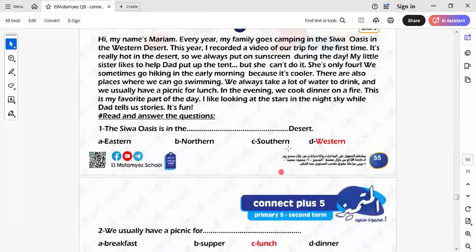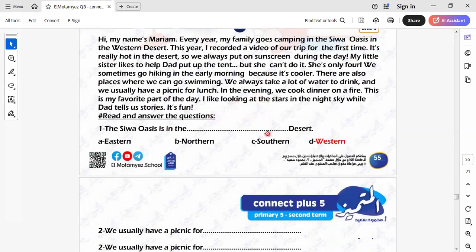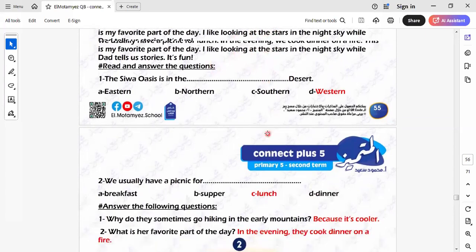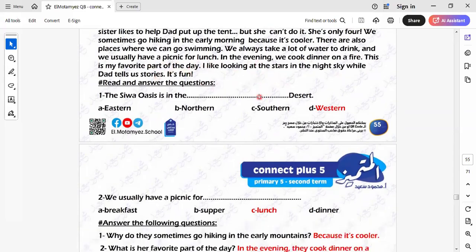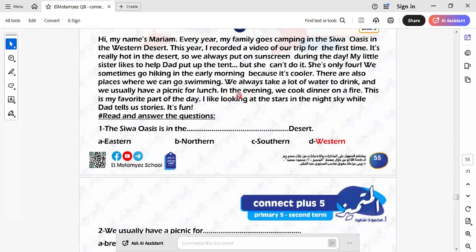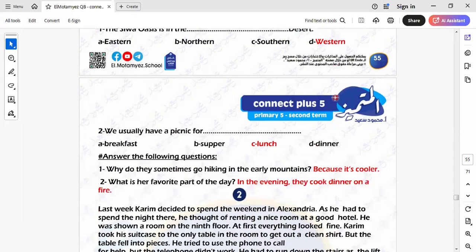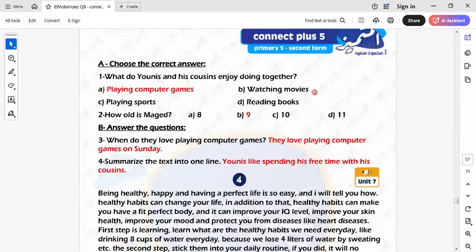What is her favorite part of the day? As we know here in the text, her favorite part of the day is in the evening: we cook dinner on the fire. Okay, cook dinner on the fire. I will leave the rest for you to read and practice.